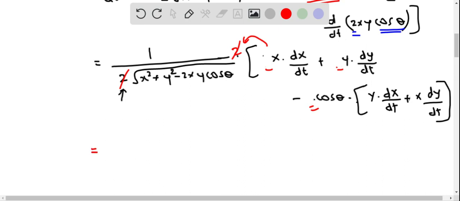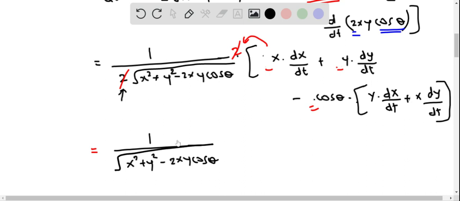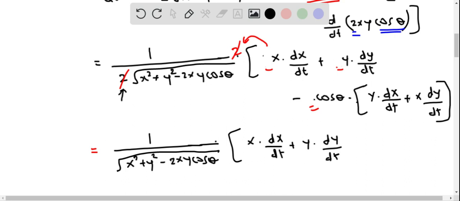Now let me rewrite this. So we have 1 over x squared plus y squared minus 2xy cos theta, this is under the root, times inside the bracket, we have x times dx over dt plus y times dy over dt, minus cos theta, and then this expression, that is y dx over dt plus x dy over dt.